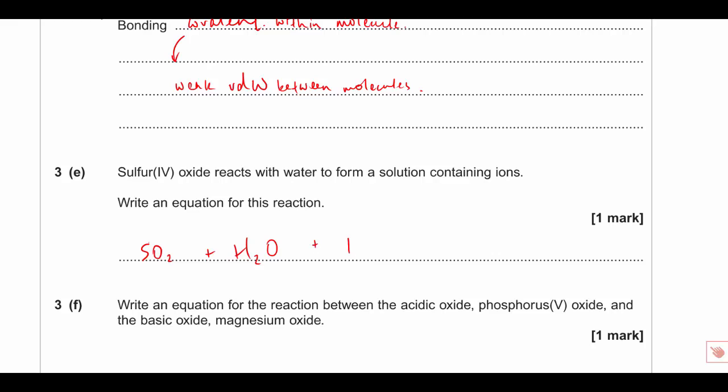Oh god, what's on here? So what we're getting is we're forming that acidic solution. So H plus, HSO3 minus. So it's the production of sulfurous acid we're going there.